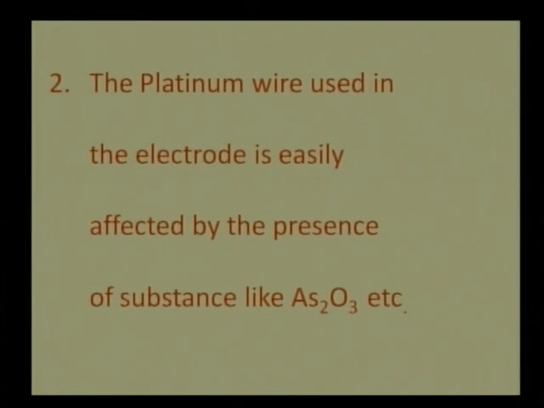The second point is that the platinum wire used in the electrode is easily affected by the presence of substances like arsenic oxide, etc. Arsenic affects the platinum wire. Platinum wire is very sensitive to these particular metals and solutions. So if we use platinum wire, it is affected by the presence of arsenic oxide, and there are so many solutions which affect the platinum.